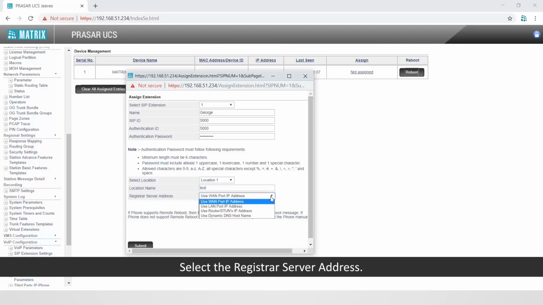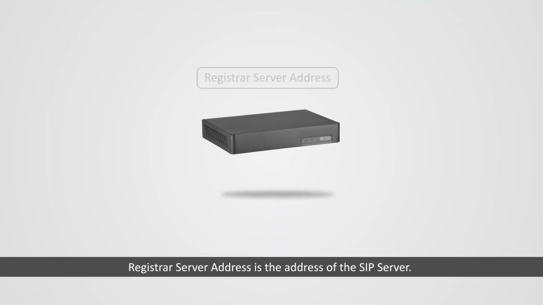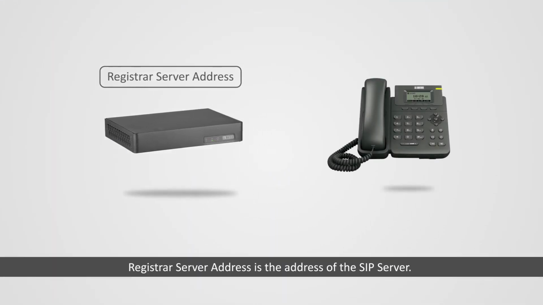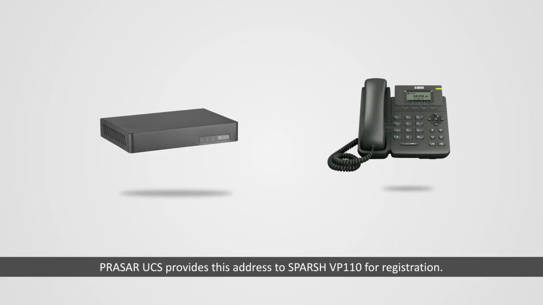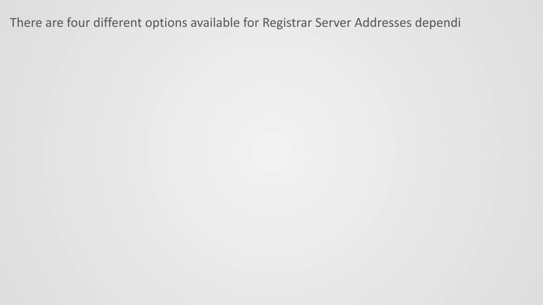Select the registrar server address. Registrar server address is the address of the SIP server. PRASAR UCS provides this address to SPARSH VP110 for registration. There are 4 different options available for registrar server addresses depending on the network architecture.